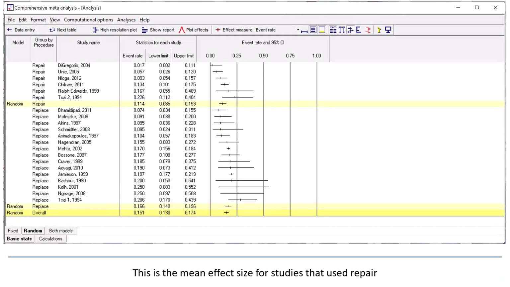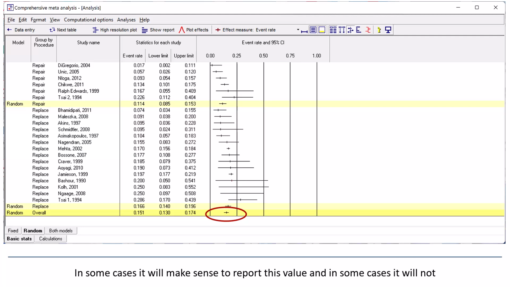This is the mean effect size for studies that used repair. This is the mean effect size for studies that used replacement. And this is the mean effect size across all studies. We need to ask if it makes sense to report this value. In some cases, it will make sense to report this value, and in some cases, it will not. But it's important to understand what this value represents.